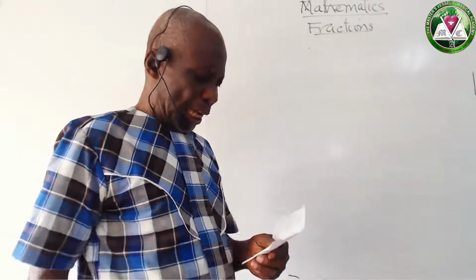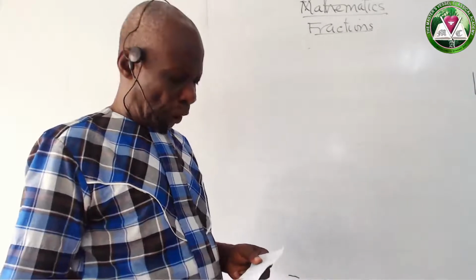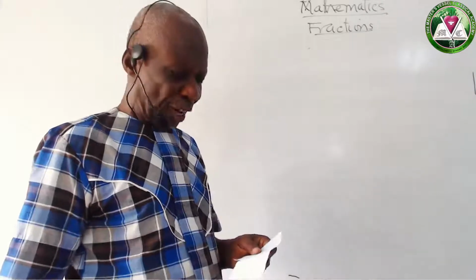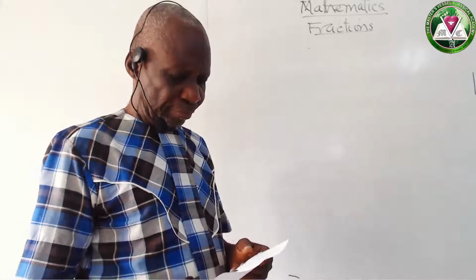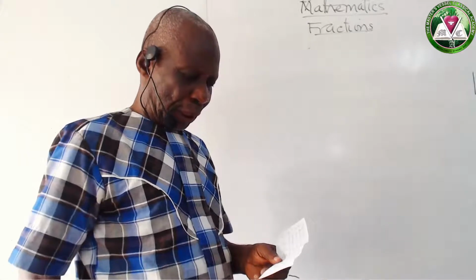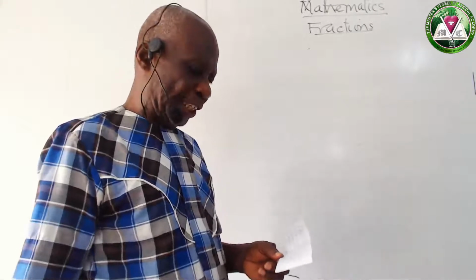Expressing a mixed fraction as an improper fraction. Expressing an improper fraction as a mixed fraction. There's 2 of them there. Equivalent fractions. And reducing a fraction to the lowest term.